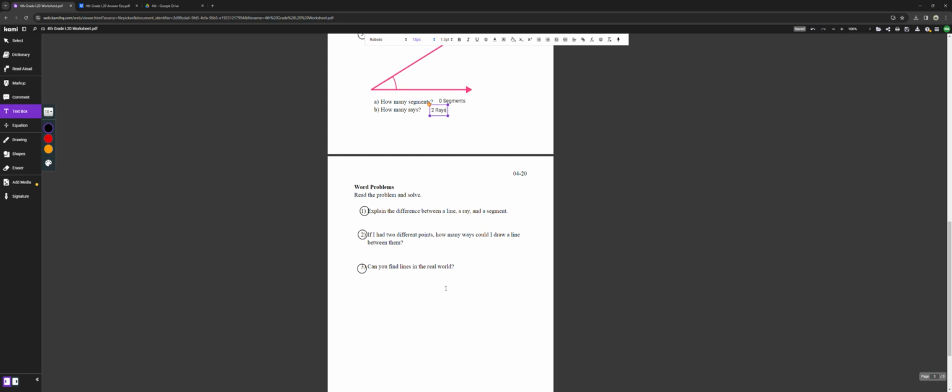Now explain the difference between a line, ray, and segment. So a line would be continuous on both sides. A ray would be continuous on one side. And a segment would just end between two, would have only 2 points.